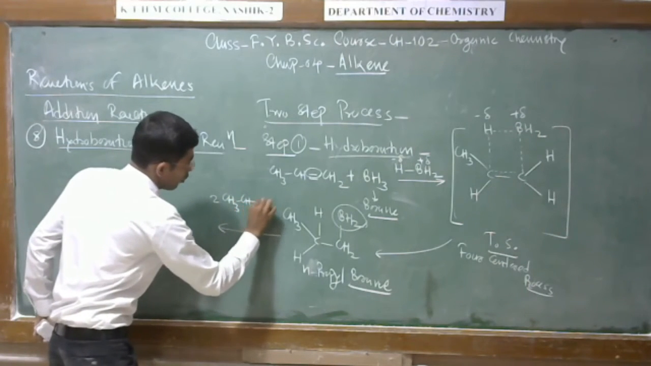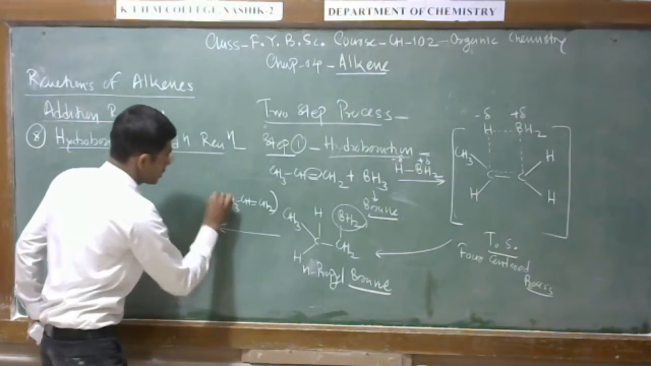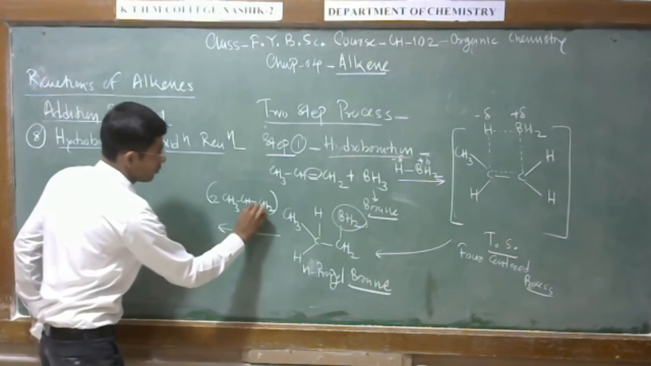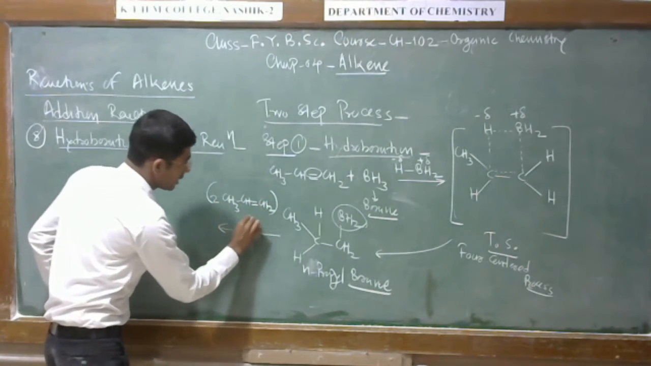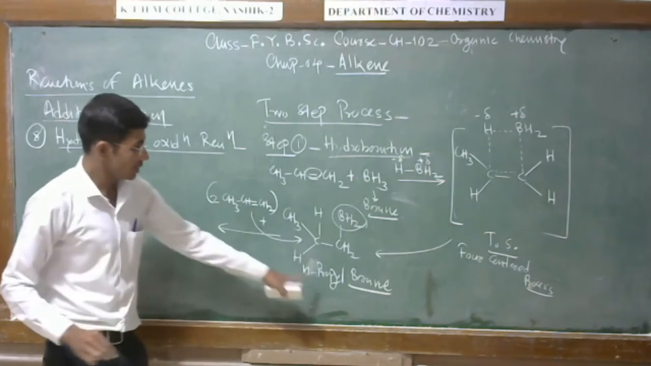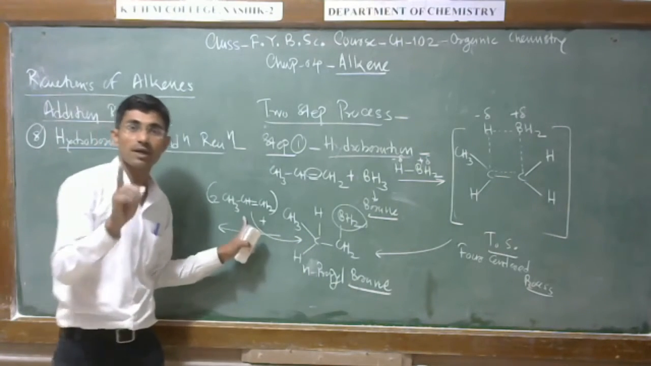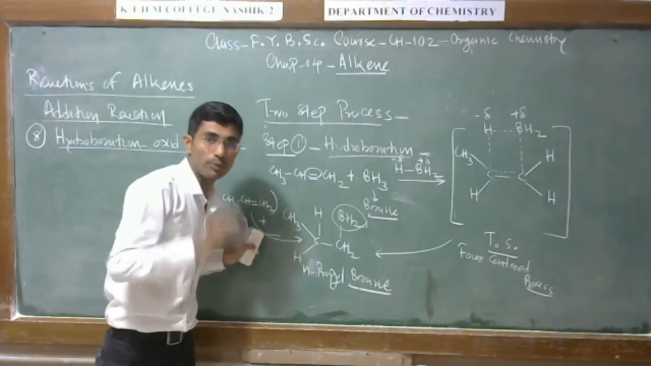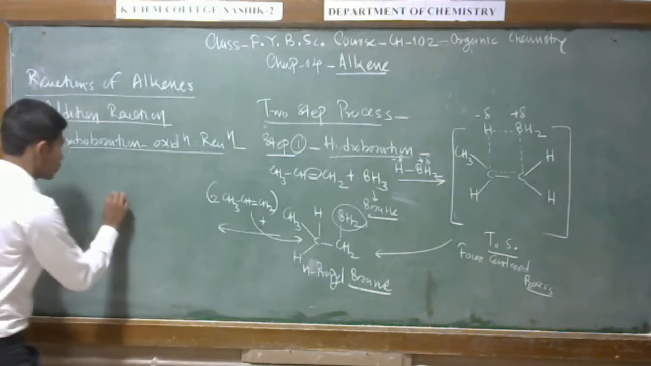Next, two molecules of this alkene compound, the propene compound, again interact with this compound. This n-propyl borane interacts with the remaining two molecules of propene, and there is a formation again in the same way.